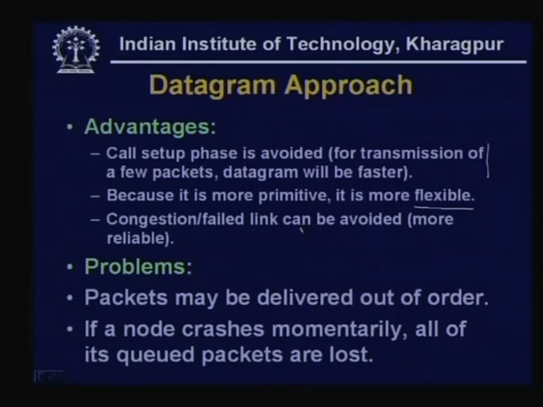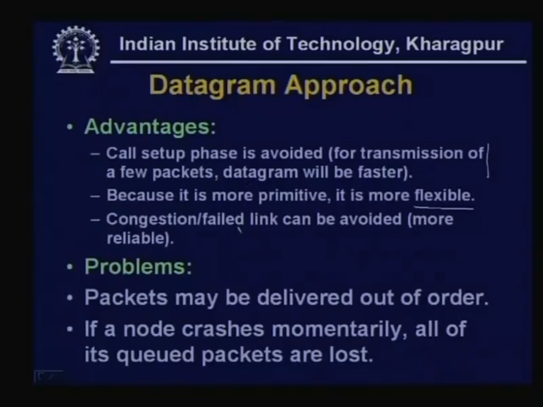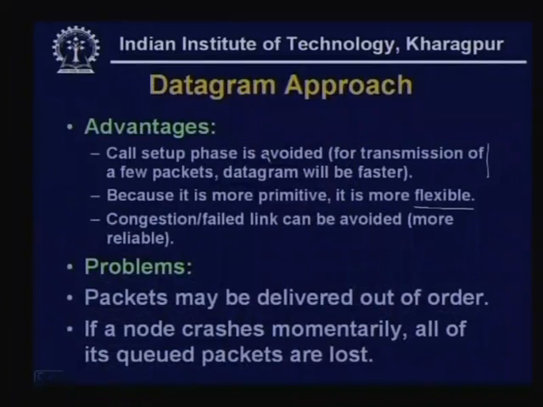Each node can take the routing decision. So, if there is any failed link or any congestion in the path of the packet, it will simply send the packet through some other route. It is not necessary that packet 1 of a message will go through a particular route and packet 2 has to follow the same route. It can go through a different route, and as a result the different packets can reach out of order. So, as I mentioned, packets may be delivered out of order. This is a disadvantage.